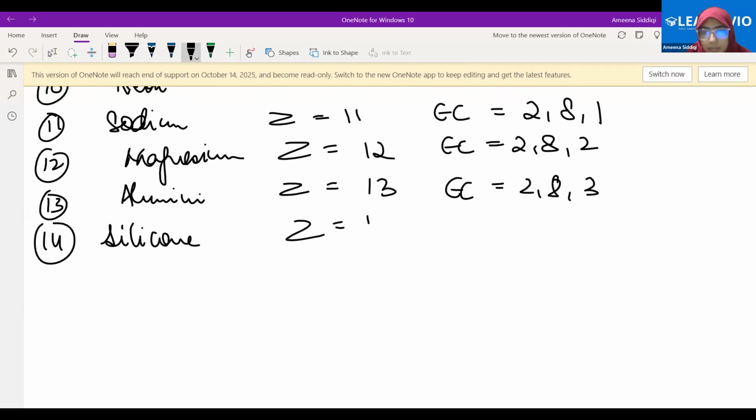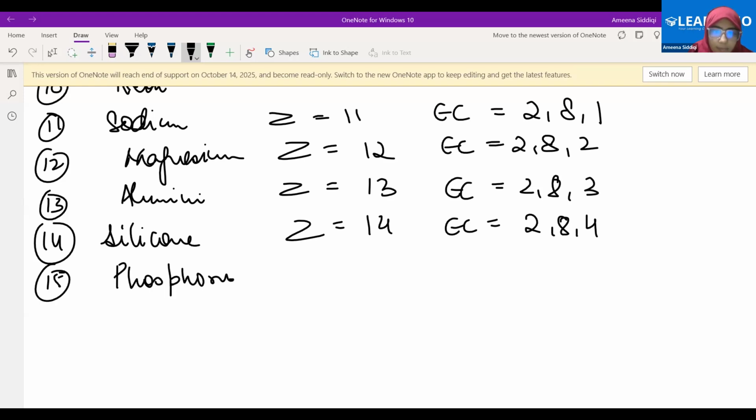Z equal to 14. And 2, 8, 4. Excellent. The next one is phosphorus. Z equal to 15. Electronic configuration 2, 8, 5. Excellent.